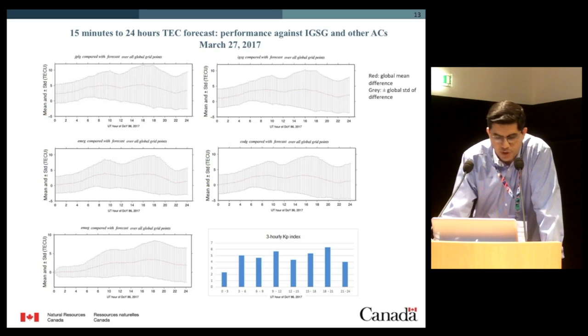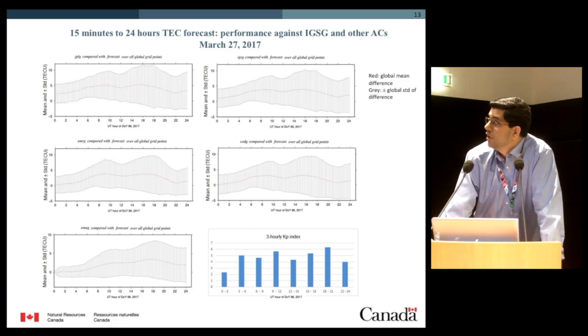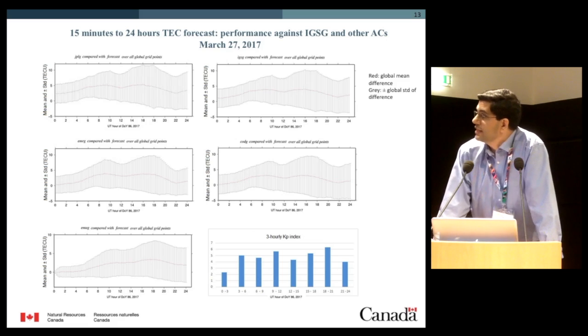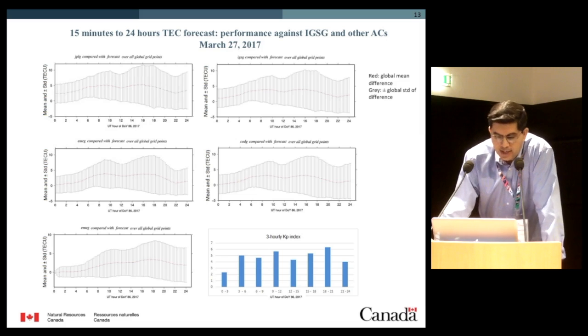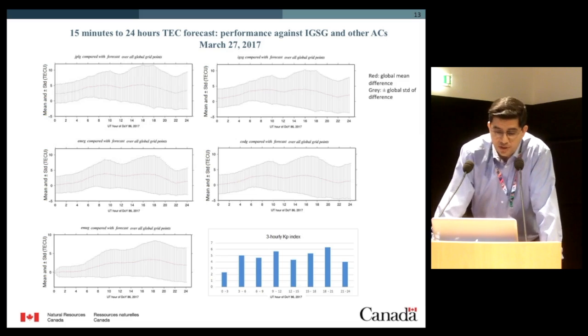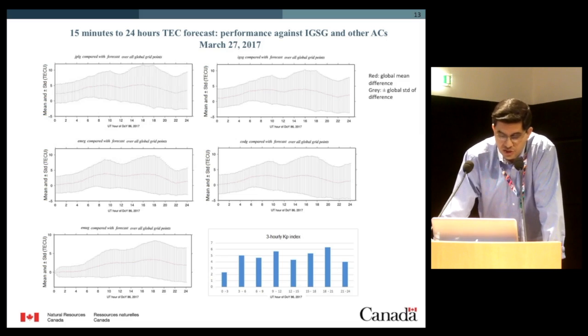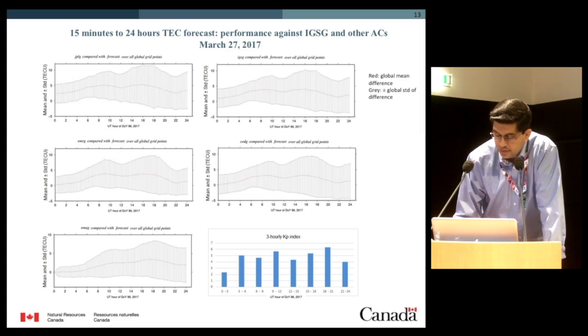And the figure on the bottom right is the KP index of this day, so that you can see it has been quite an active day. That KP index reached exceeding 6 during the second half of the day. And the values are plotted as the global mean in red and the plus minus standard deviation in gray error bars.